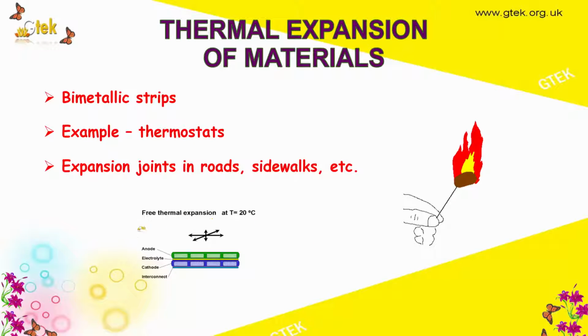And we have a depiction over here. Free thermal expansion at a temperature of 20 degrees Celsius has an anode like this, an electrode placed between the anode and cathode, and this is the interconnect. So this is one such example of a material having thermal expansion at a temperature of 20 degrees Celsius.